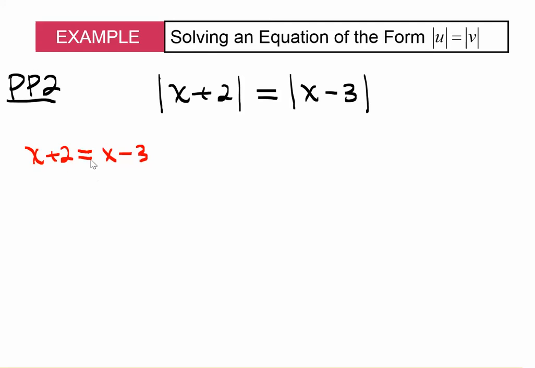That's this guy. Or, and what we're going to do for this one, we're just going to make one of them negative. It doesn't really matter which one, as long as you make one of them negative. So I'm going to make the right hand side the negative case, so negative of x minus 3. And again, solving each of those. Try it yourself ahead of me so you can finish it off.